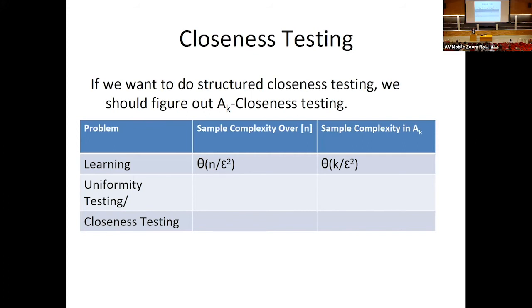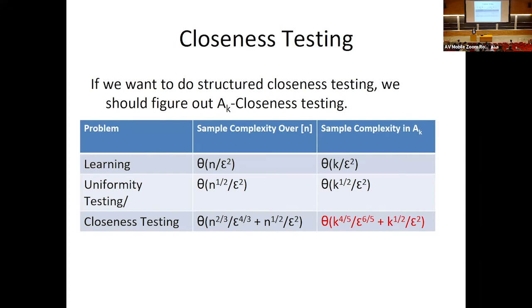So for learning over a discrete distribution of size n, we need n over epsilon squared samples. Over AK, we need k over epsilon squared. For uniformity or identity testing over n, we need root n over epsilon squared. For AK, we need root k over epsilon squared. For closeness testing over discrete domains, we need whatever plus n to the 2/3 over epsilon to the 4/3. So for AK closeness testing, we obviously need k to the 4/5 over epsilon to the 6/5 samples. I hope everyone guessed that.